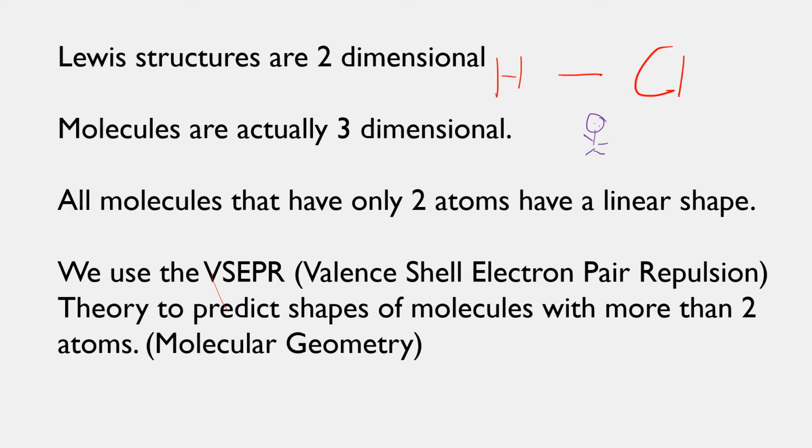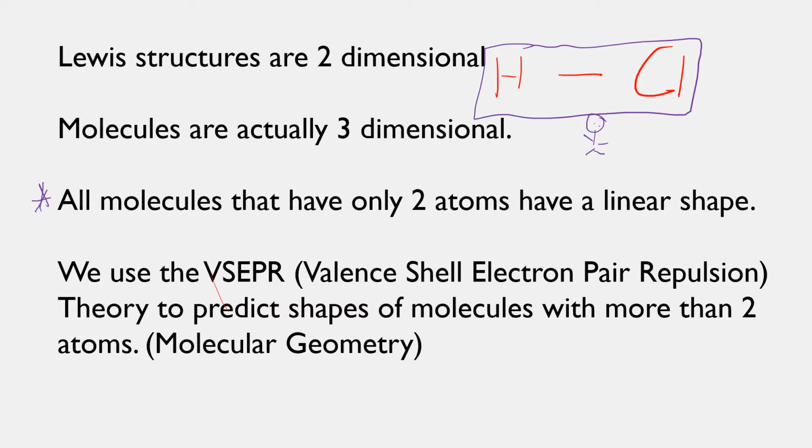The first thing to know is that all molecules that only have two atoms in them have a linear shape. So HCl here would just have a linear shape. Anything with more than two atoms, we need to use VSEPR theory for. And this is what you guys did on the POGIL yesterday, so you should have a pretty good feeling about how this works.